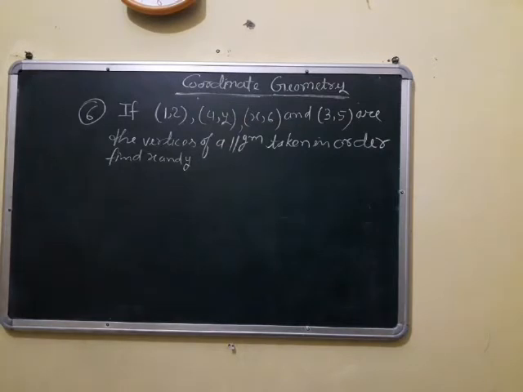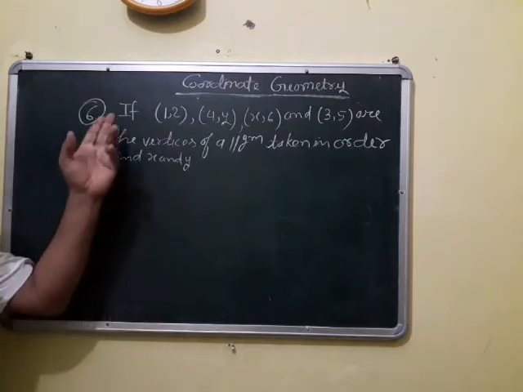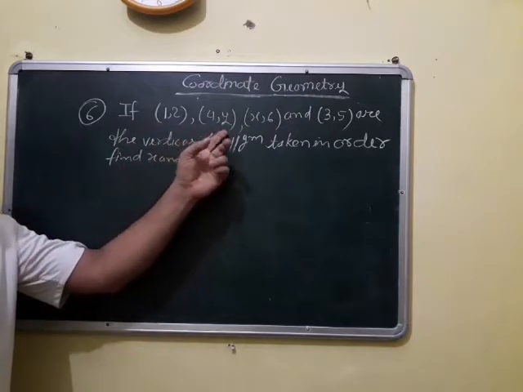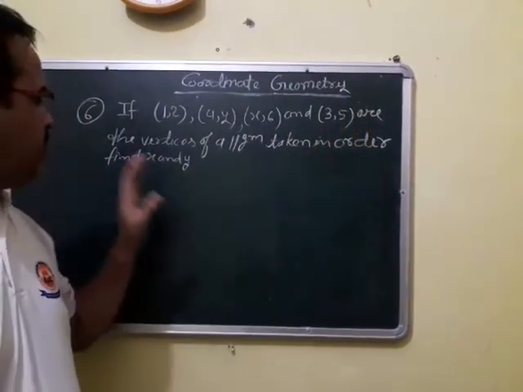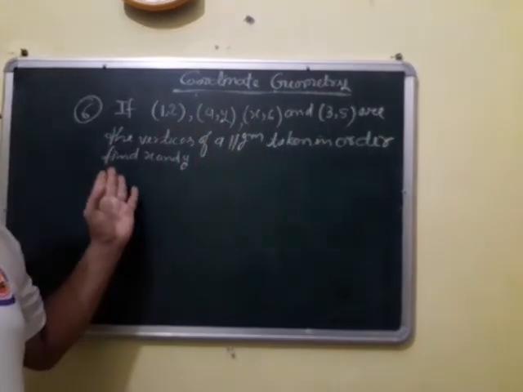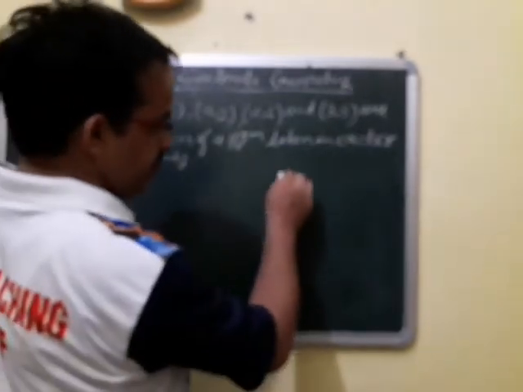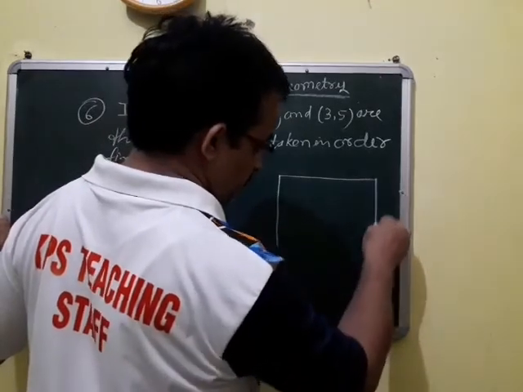Now here is question number 6 of coordinate geometry. Question number 6 is given: if (1, 2), (4, y), (x, 6) and (3, 5) are the vertices of the parallelogram taken in order, find x and y. Clear? So here there is a parallelogram. You know that parallelogram?